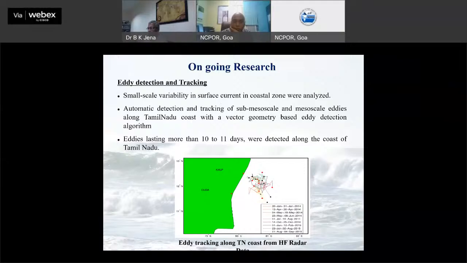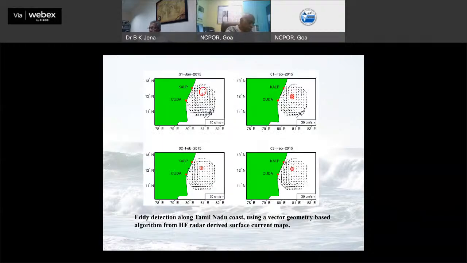Then some of the research we are carrying out is on eddy detection and tracking, upwelling and sinking, and some of the publications have also come, and this eddy paper has come in the Journal of Geophysical Research, Oceans.